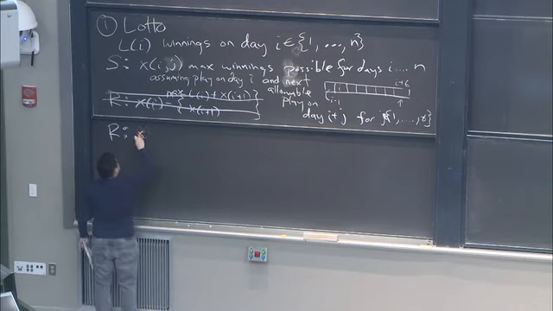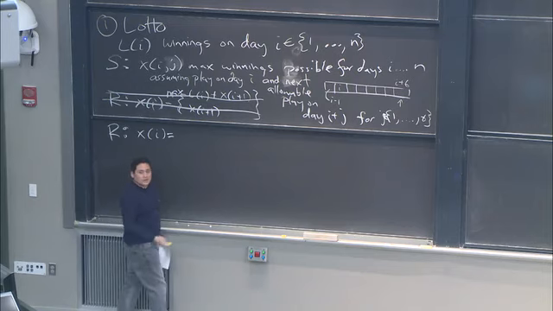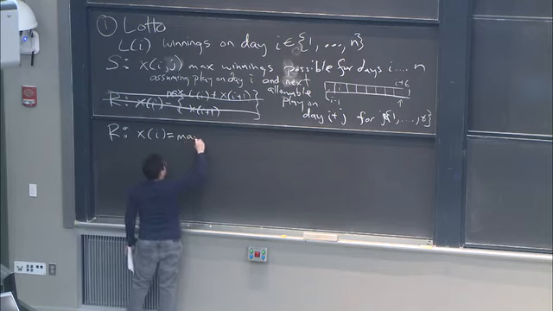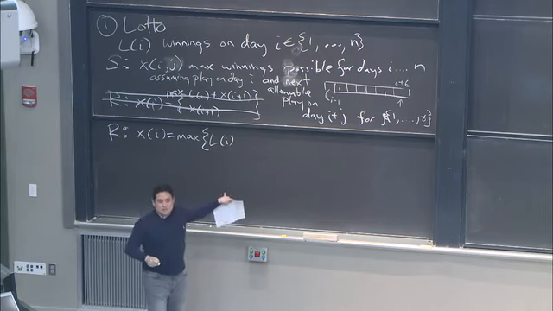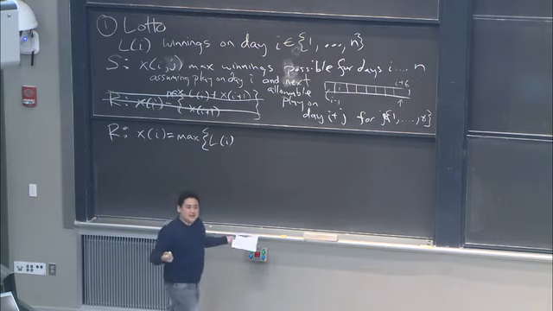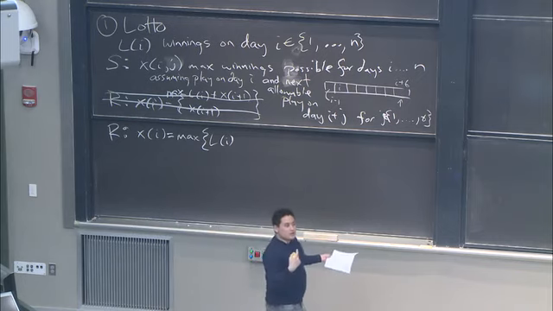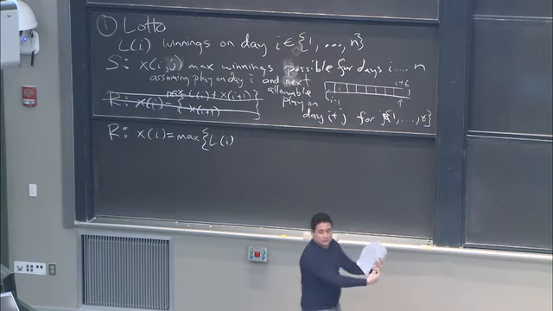So x of I is, I'm going to maximize over some choice, right? Max of, I have Li no matter what, so this could actually come out of my max. And then I'm going to choose, what am I choosing here? I'm not choosing whether I'm playing on day I. I'm choosing what my next day I play is, so that then I can recurse on that subproblem.